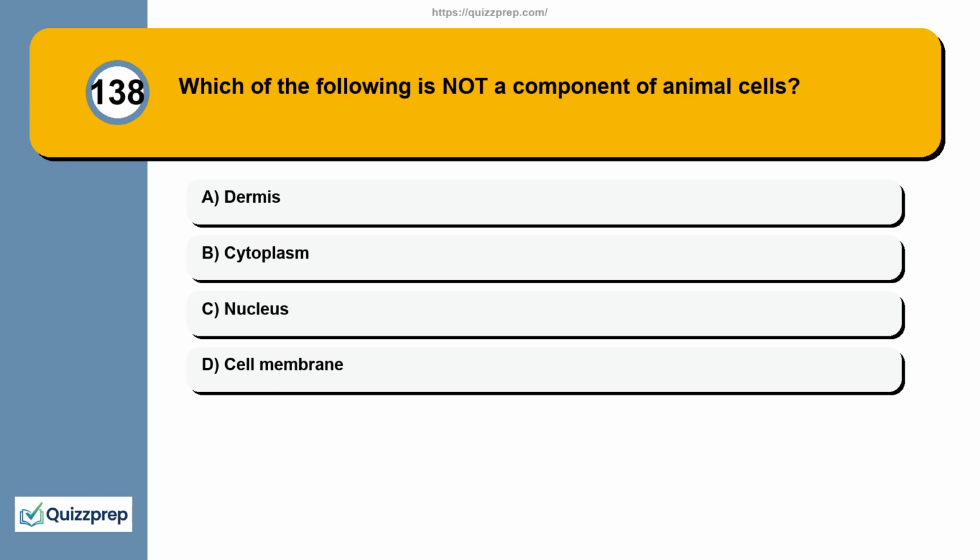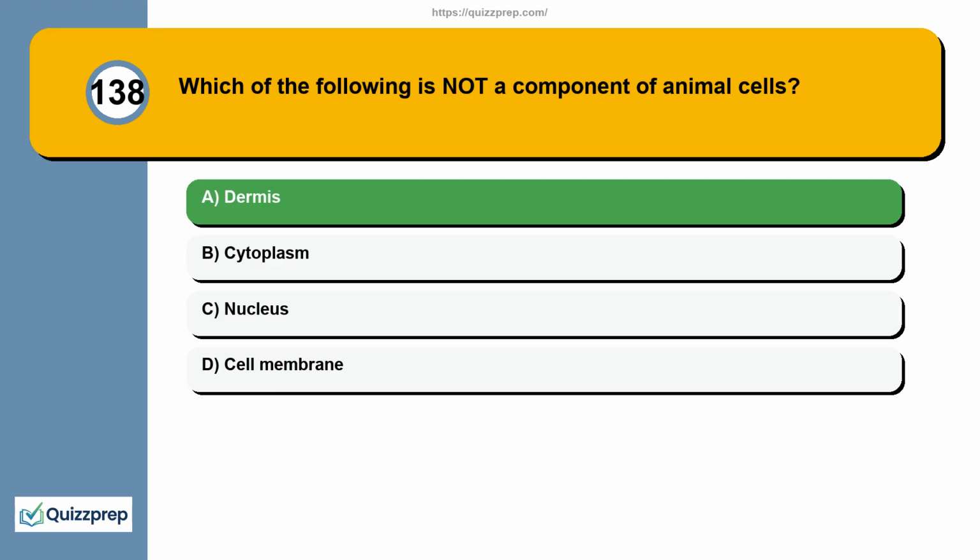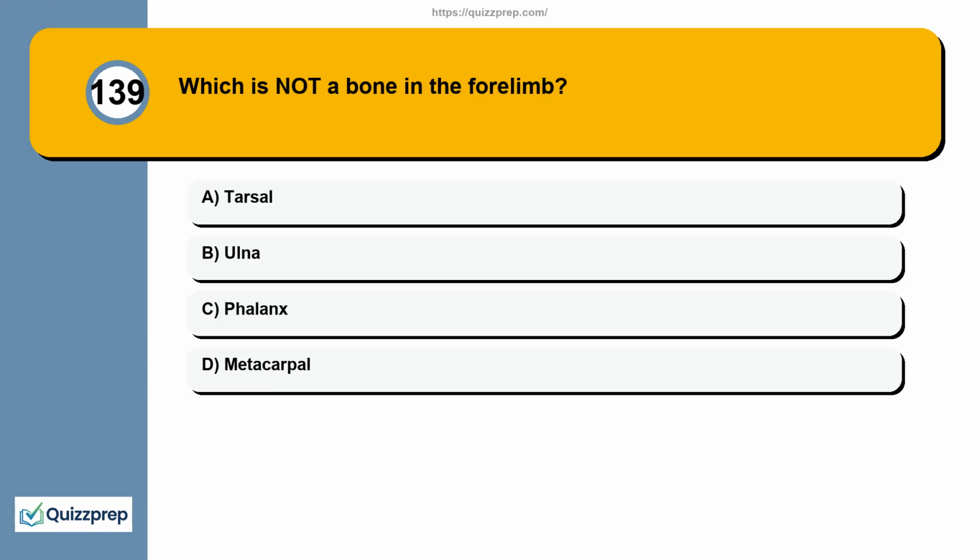Question 138. Which of the following is not a component of animal cells? Option A, dermis. Option B, cytoplasm. Option C, nucleus. Option D, cell membrane. The correct answer is option A, dermis.